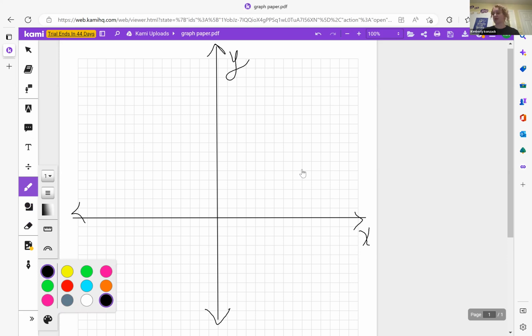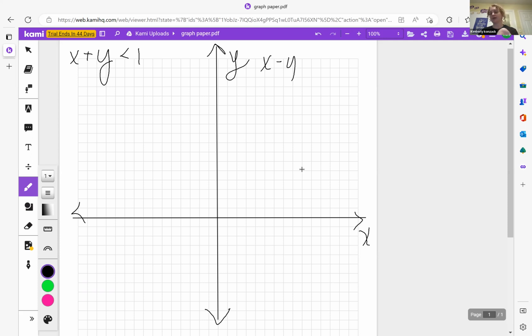So for our first inequality, we have a nice set of axes already ready. x plus y is less than 1. And over here, x minus y is greater than -5. First of all, depending on how you learned it, a lot of students learn how to solve the equation for y and put it in y equals mx plus b form. So let's do that together.